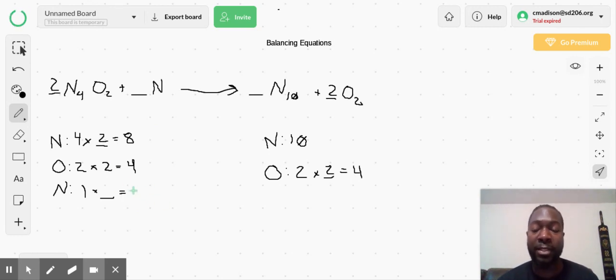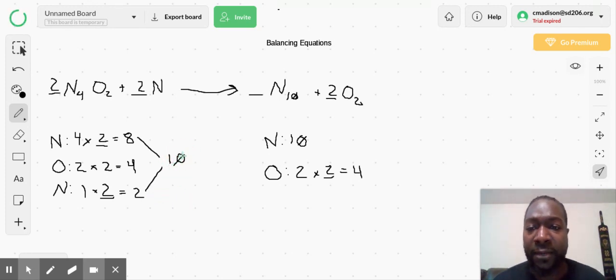So what we're going to have to do is get creative right now, and we're going to have to make this 2 more. So 1 times what is 2? Exactly, 2. So we'll put a 2 here. Now, why do we do that? Because 8 plus 2 is 10. And that's how that works. So now we have 10 nitrogens and 4 oxygens. The equation is now balanced.